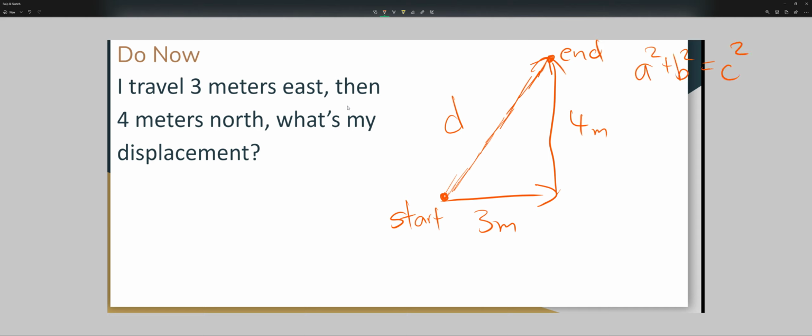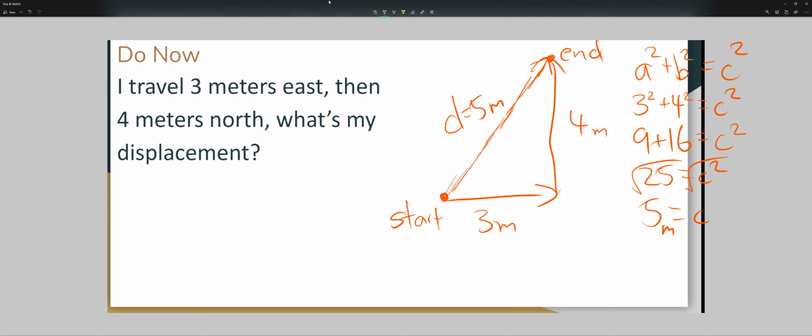We solve for displacement by doing a squared plus b squared is equal to c squared. So I'm going to do 3 squared plus 4 squared is equal to c squared. So I'm doing 9 plus 16 is equal to c squared, and we get 25 is equal to c squared. Then I'm square rooting both sides to get 5. Well, 5 meters to be exact. And so that's my answer. My displacement here is 5 meters. That's how far.